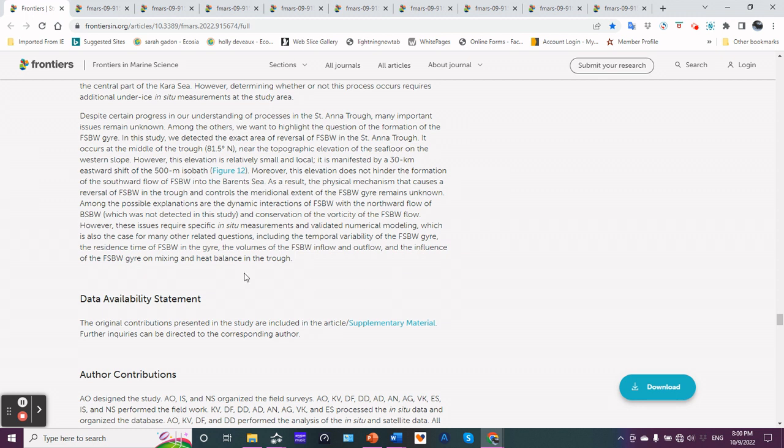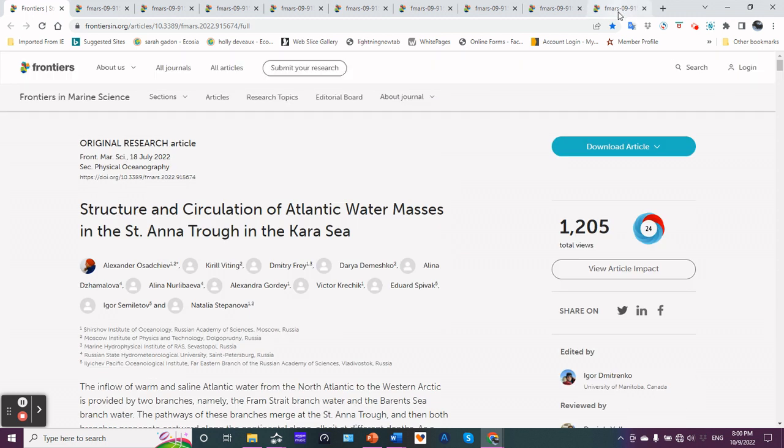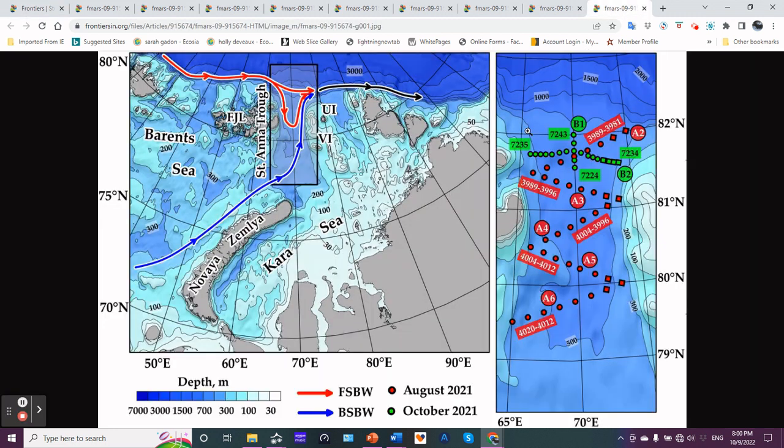But what we've seen here is that there's, given the volumes of the inflow and outflow, the influence of the gyre on mixing and heat balance in the trough. So go back up to the top here, and let's go to this figure here. So we got the inflow from the Fram going this way. A branch splits in here and circulates.